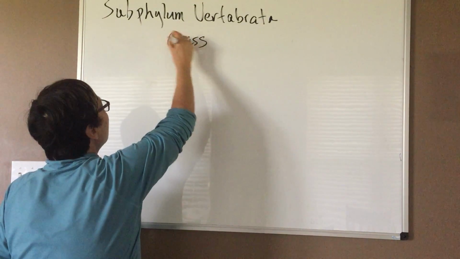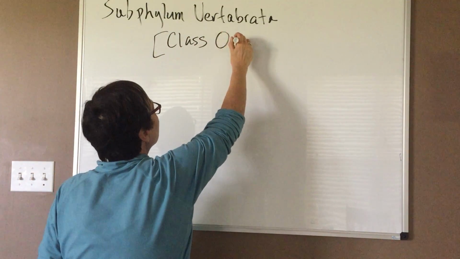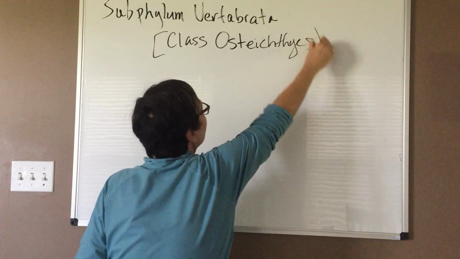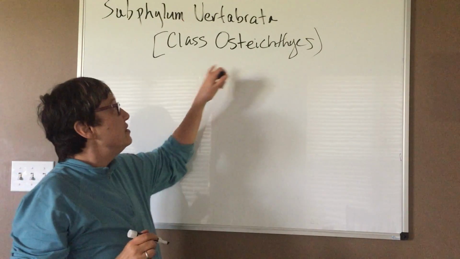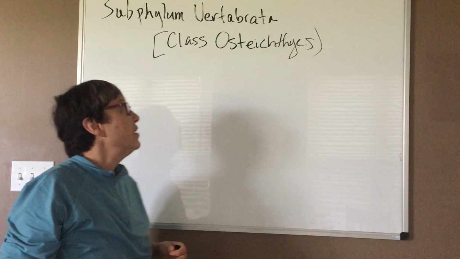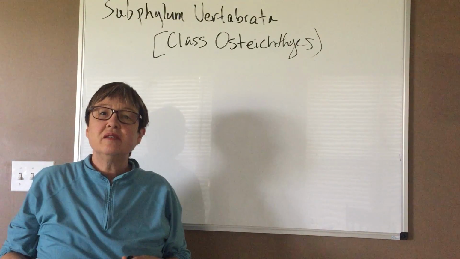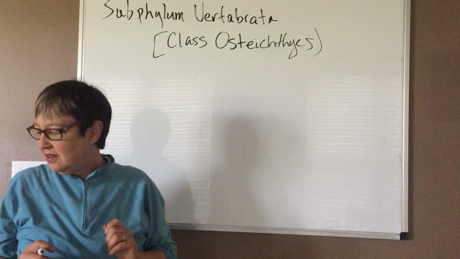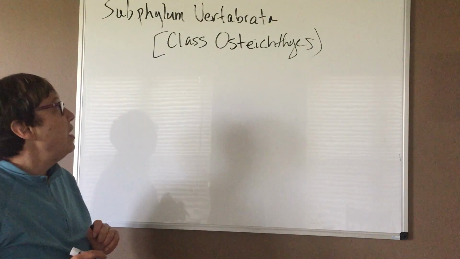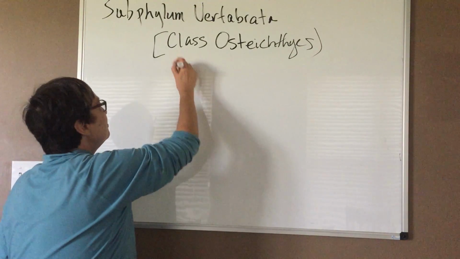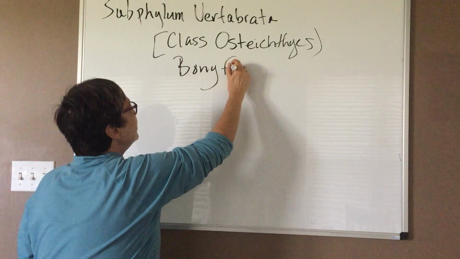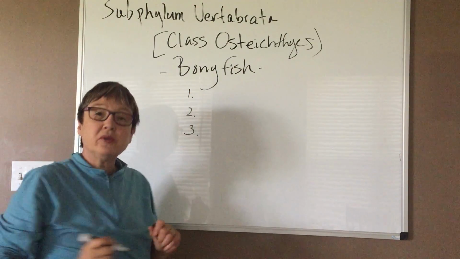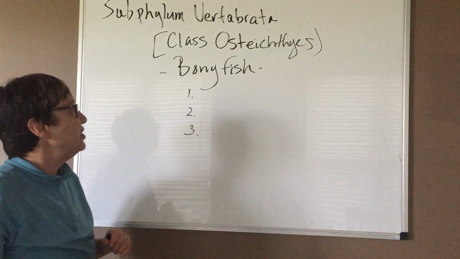This group used to be called, I'm going to put a bracket around this, the Osteichthyes class. Osteo is a prefix used for bone, but more recently the classification system has changed, and the terminology is a little different. So I'm going to refer to this group simply as the bony fish, and there are three subgroups within this group of fish.